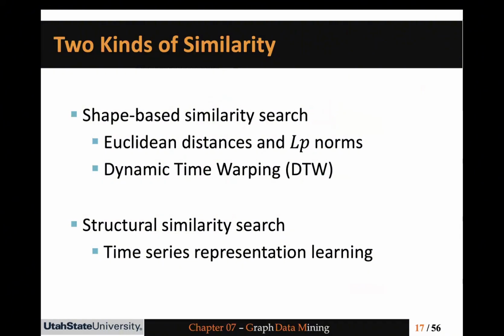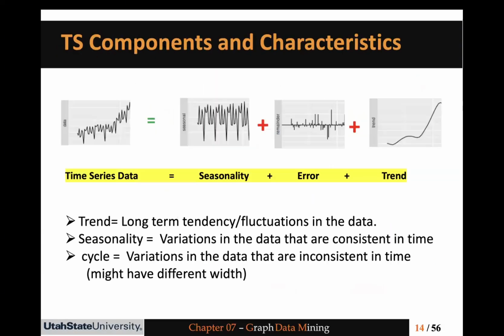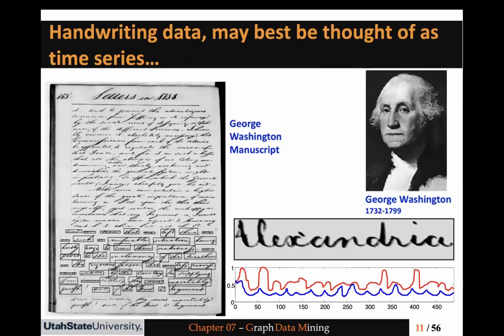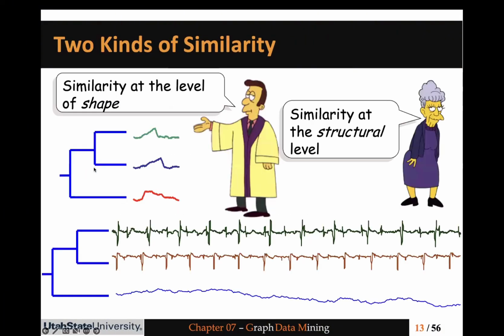Okay, so two kinds of similarities, just like I talked about previously. The first one is shape-based, like I showed at the very beginning, where we're talking about the actual shape of the time series. So here, shape-based similarity. In order to find this kind of similarity, typically we rely on methods such as the LP norms, also known as Euclidean distance, or the L1 norm, which is also known as the Manhattan distance.